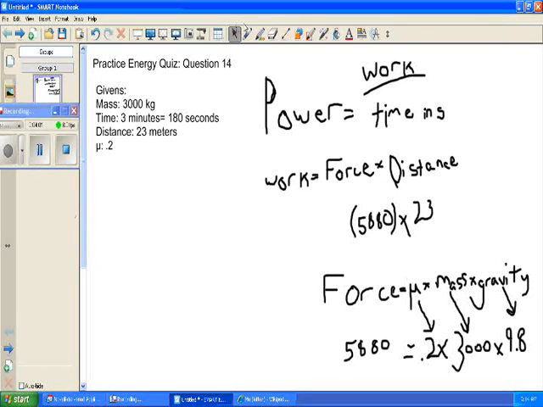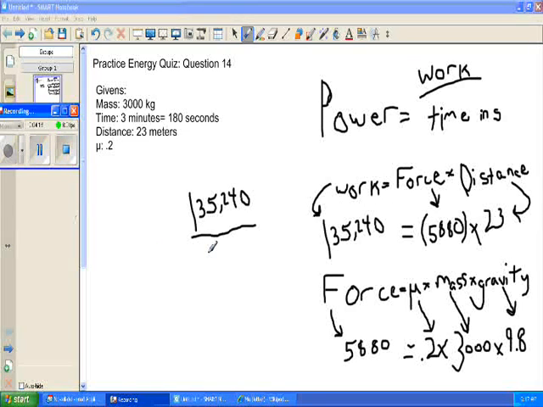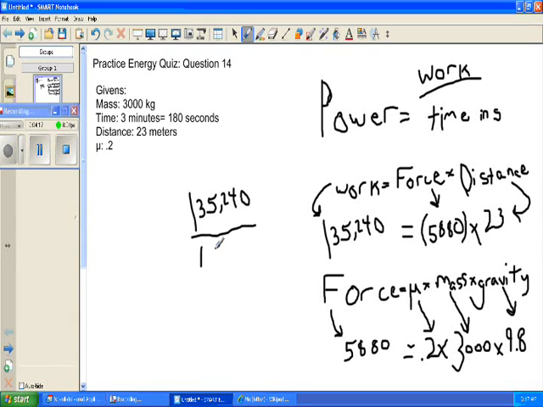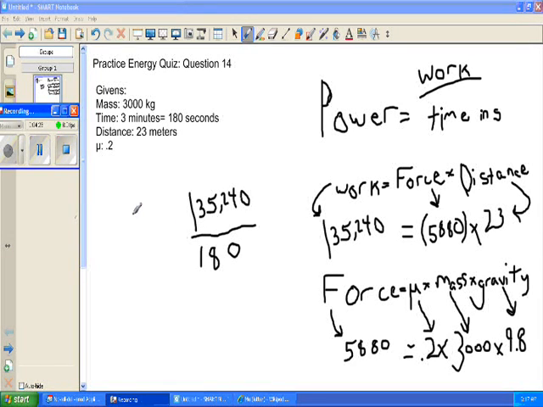Now we're going to use the 5,880 and distance to solve for work. Work is 135,240. And then we're going to divide that by time to find the power.